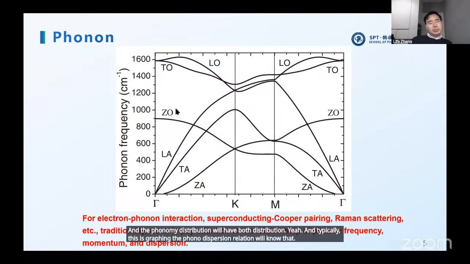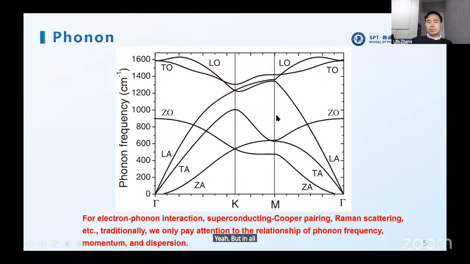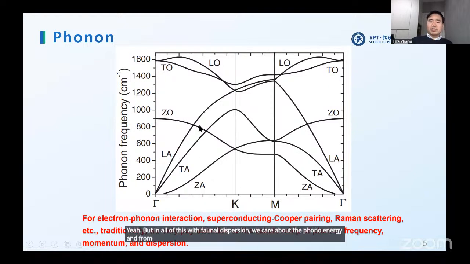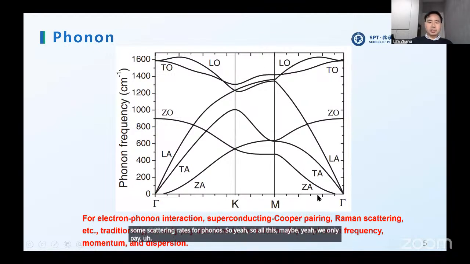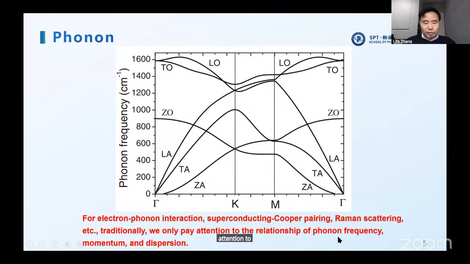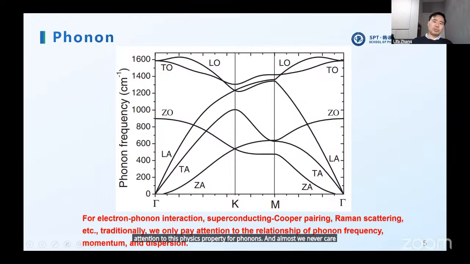With the phonon dispersion, we care about the phonon energy as a function of the wave vector k, the group velocity, and maybe some scattering rates for phonons. So we only pay attention to these physical properties of phonons, and almost never care about the phonon wave functions.